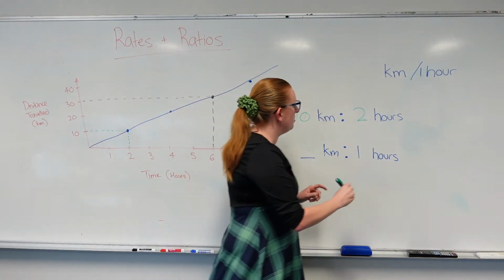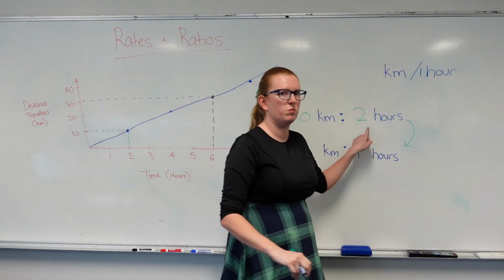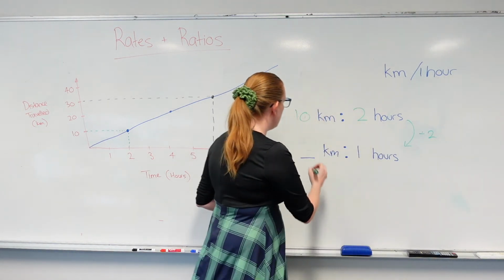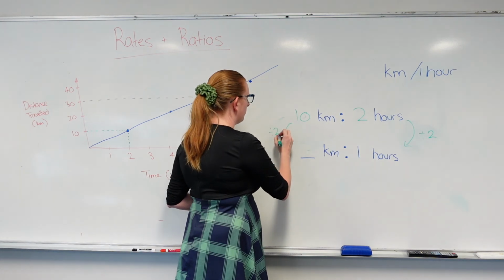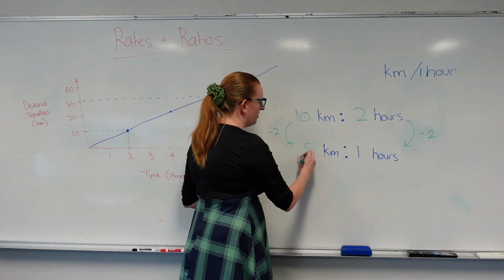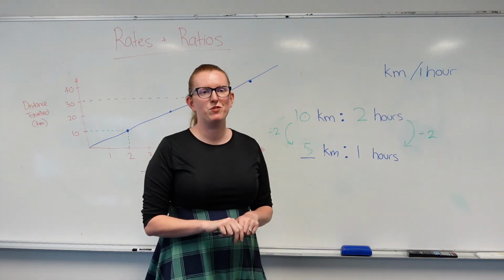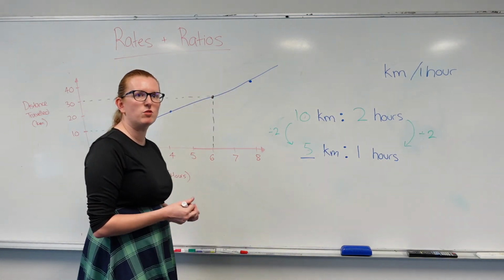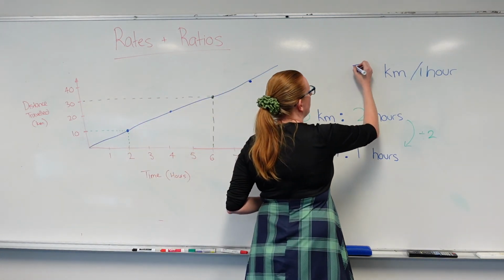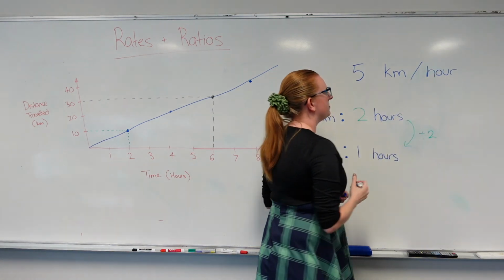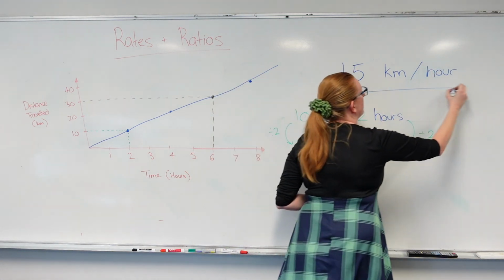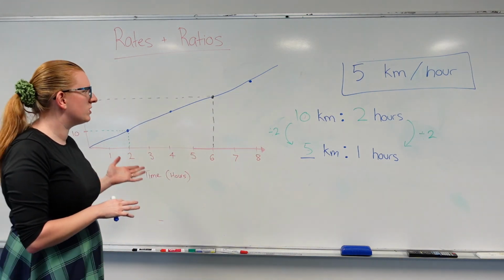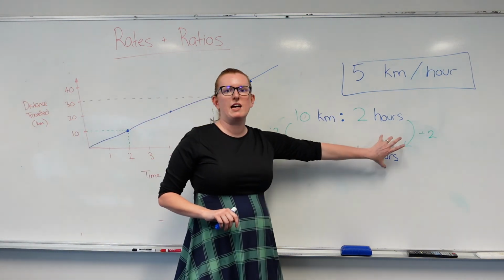All right, so now, how do you go from 2 to 1? Divide by 2. And I do the same to this side. Divide by 2. 10 divided by 2 gives me 5. Yay, same answer as before. Therefore, this particular person is traveling at a rate of 5 kilometers per hour. That's how you would write your final answer, 5 kilometers per hour. But in order to solve a question like this, do your stacked ratios.